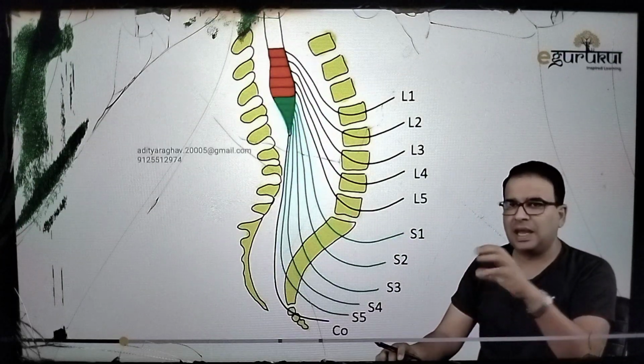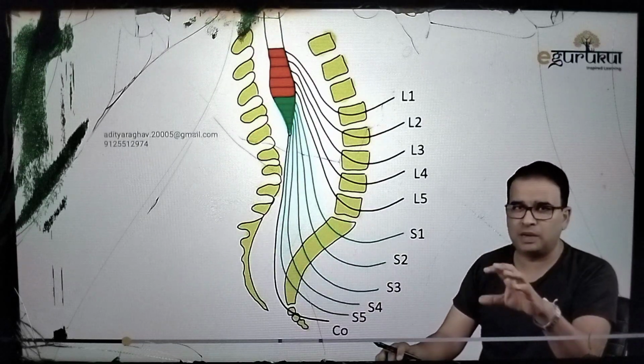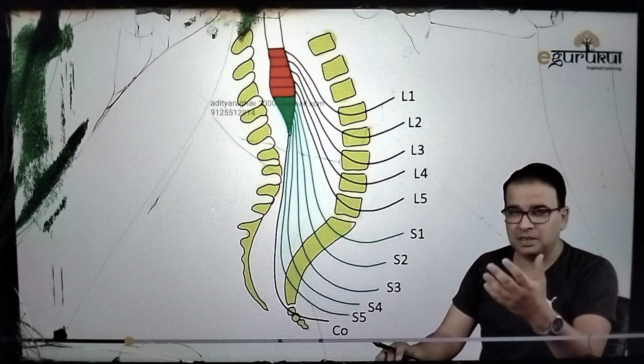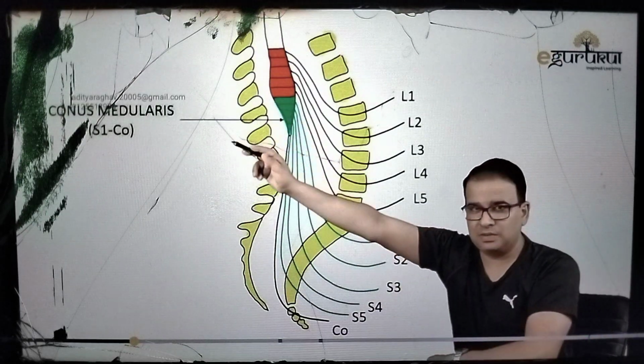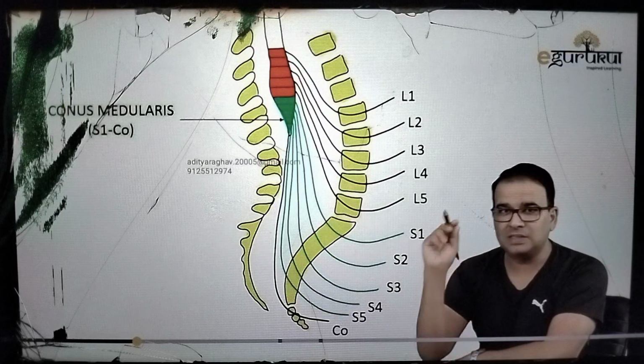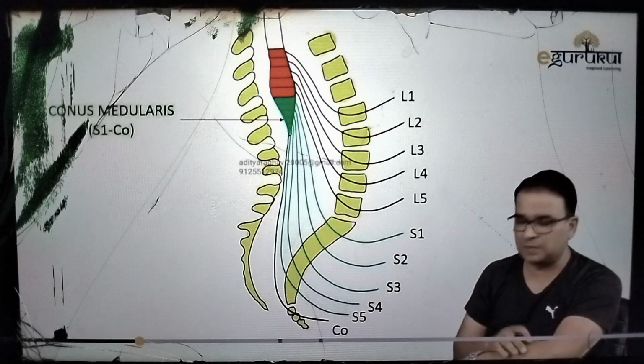This is called the conus medullaris, and the vertebral level of the conus medullaris is the first and second lumbar vertebrae. That is a vertebral level. But the nerves which are coming out from the conus medullaris are the sacral nerves and the coccygeal nerve. So what I've written over there, S1 to coccygeal, is not the vertebral level, it is the spinal segment we're talking about, the nerves emerging from the conus.